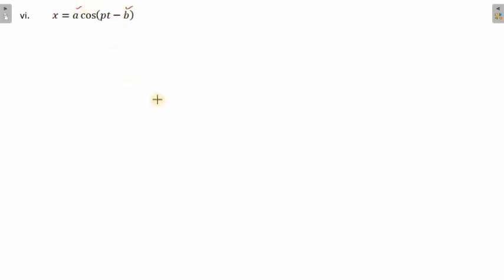So a and b are the constant, and p is just a number. Like if you take p equals 2, that will be better. So it will be like cos 2t minus b. Don't treat p as a constant; only a and b have to be treated as the constant here. Let me call this equation number 1.